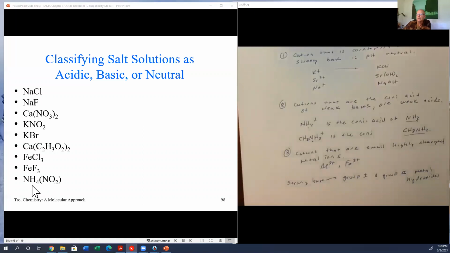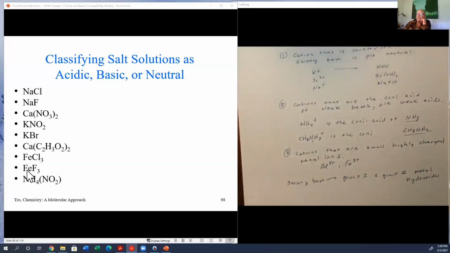Ammonium nitrite. What can you tell me about the NH4 plus ion? Acidic or neutral? Acidic, right? It's the conjugate acid of a weak base, so it's acidic. How about NO2 minus? Basic. It's the conjugate base of a weak acid, so it's basic. So again, here we can't tell, okay, because you have both present. If you have both present, you would need further information.